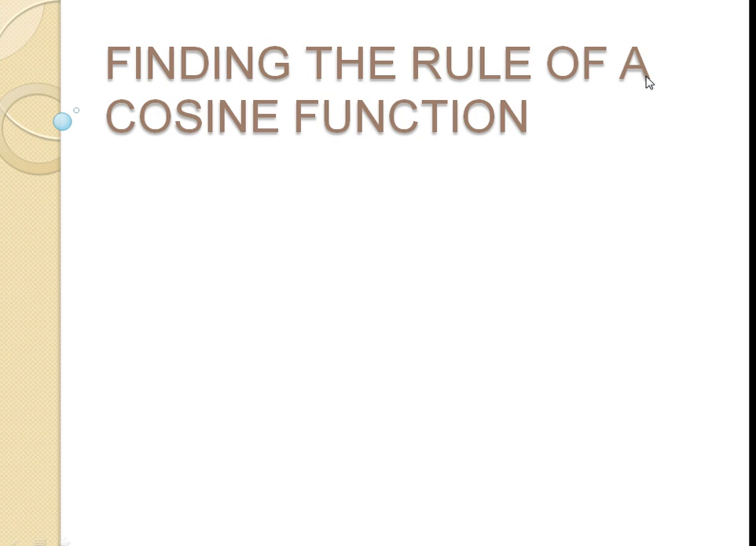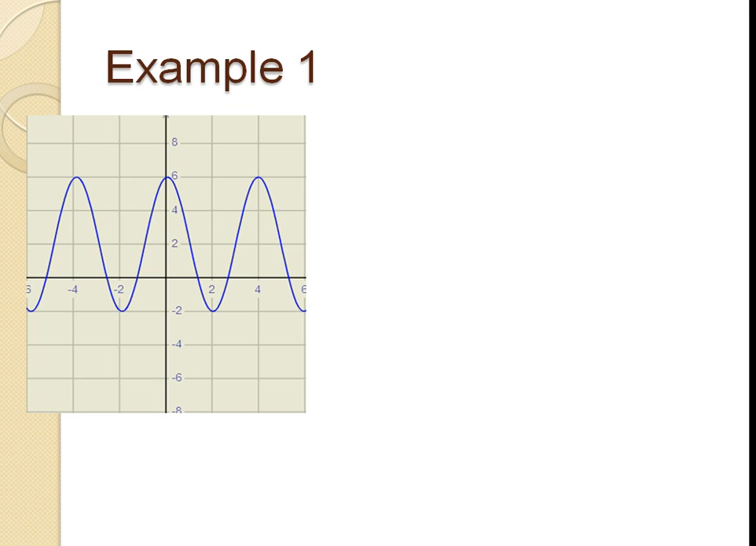Alright, so we now move on to finding the rule of a cosine function. And for this, we're going to start right away with an example, and we'll just determine the steps as we move along. But I just want to make sure that everybody understands that I could have also asked you to calculate this rule or to find the rule for this function in terms of a sine function also.